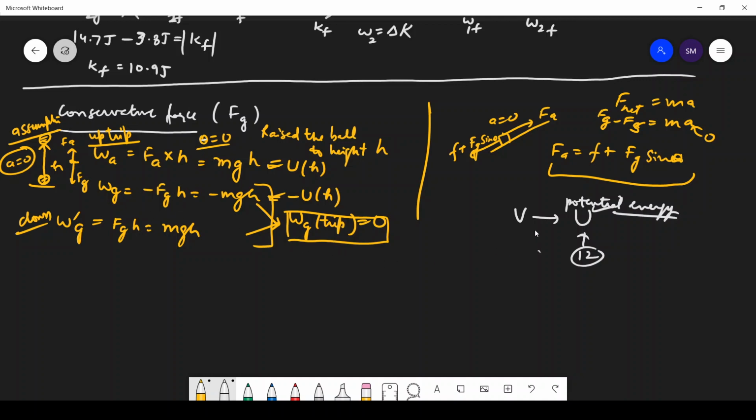Which symbol? You are discussing U and V? Yes, sir. Okay, see, it's your choice. You can use V also, you can use U also, but normally we use U for the potential energy. We use V for the potential difference. That is why I am not using V here. I am using U here.